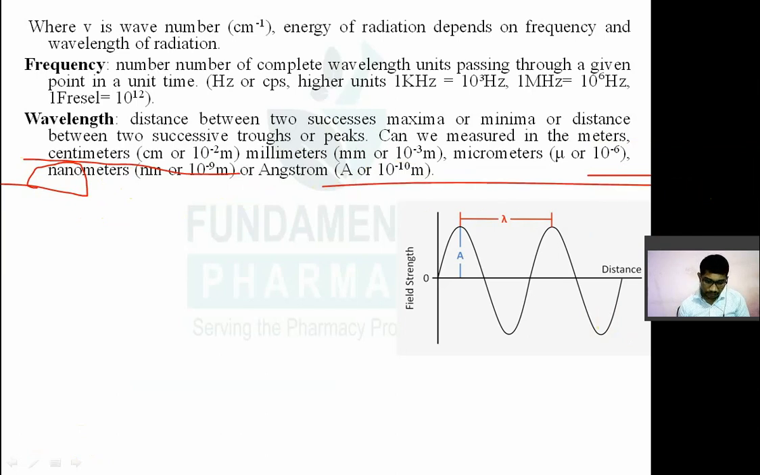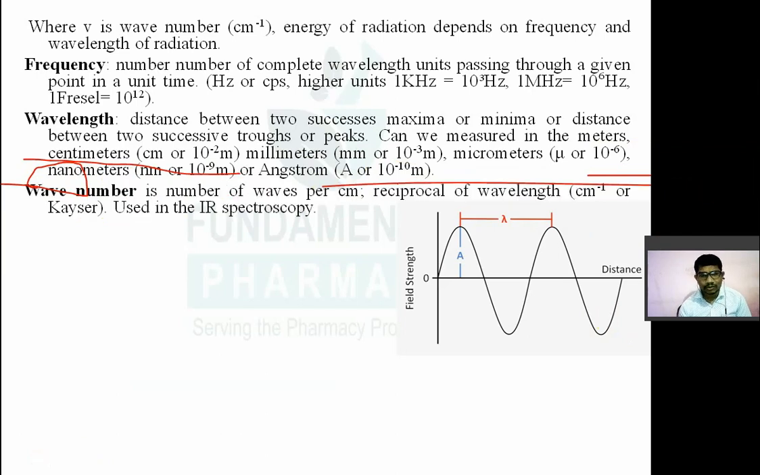That is wavelength. Now what is wave number? Number of waves per centimeter. How many waves are there in one centimeter, the number of waves per centimeter, is nothing but the wave number. Questions have come on this. What is wave number? Number of waves per centimeter. Wave number is nothing but the reciprocal of your wavelength. Remember, wave number is the reciprocal of your wavelength.